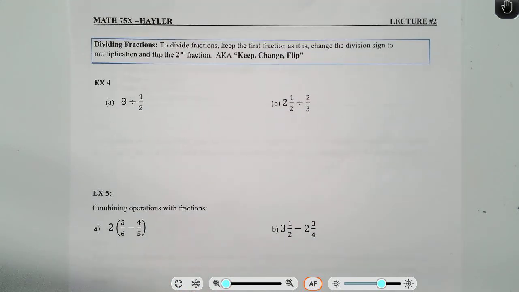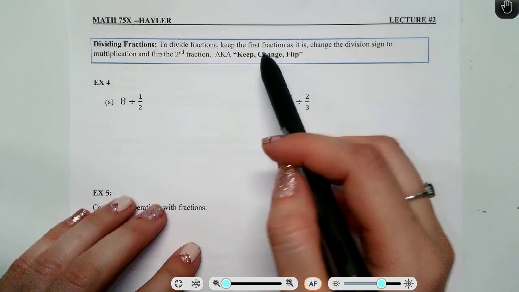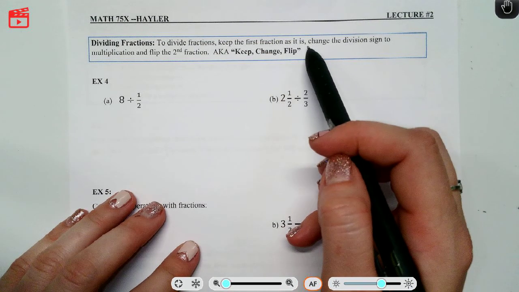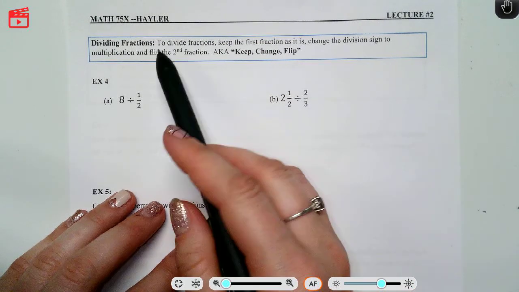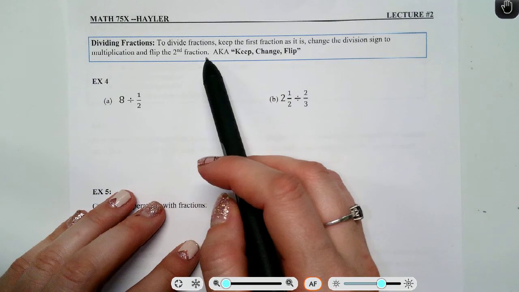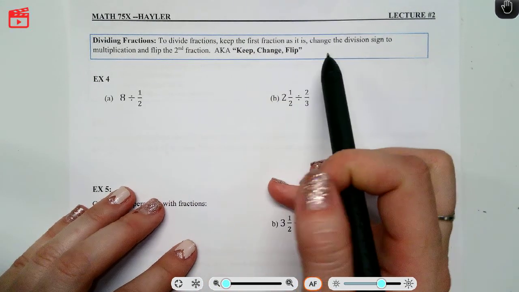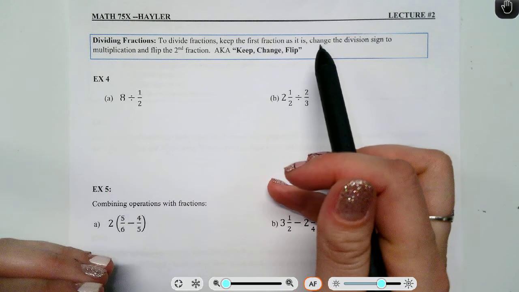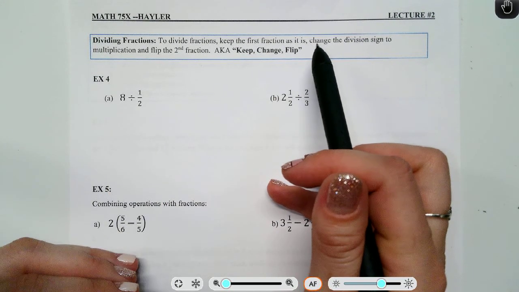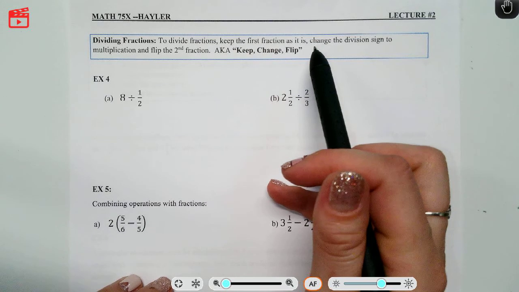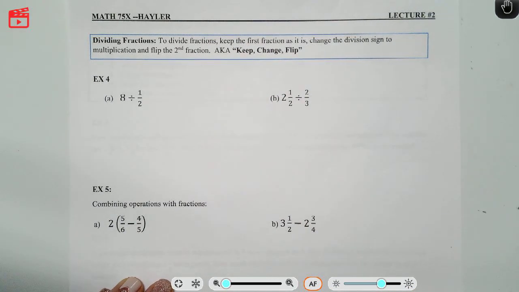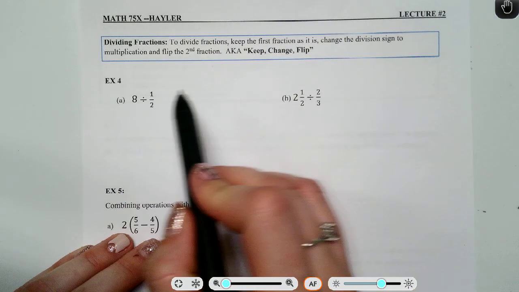All right, so now we're looking at dividing fractions. We've already seen adding and subtracting, and we've seen multiplication. Now we're looking at division. To divide fractions, you're going to keep the first fraction as it is, change the division sign to multiplication, and then flip the second fraction. So a way to remember it is just keep, change, flip. We don't like working with division, so we change it into a multiplication problem, which we already know how to solve. Notice the division symbol.